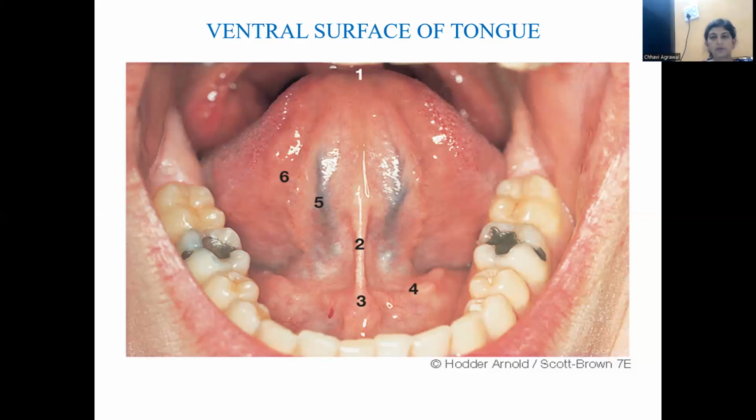Then the ventral surface of the tongue. This is the ventral surface of tongue, which forms the roof of the floor of the mouth. The structures which are present at the ventral aspect of the tongue, that is the frenulum linguae, the fibrous band in the midline, then on either side of which there were the openings of submandibular ducts, then the deep lingual vein.